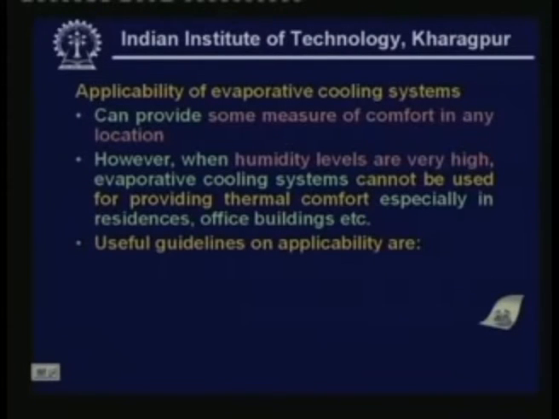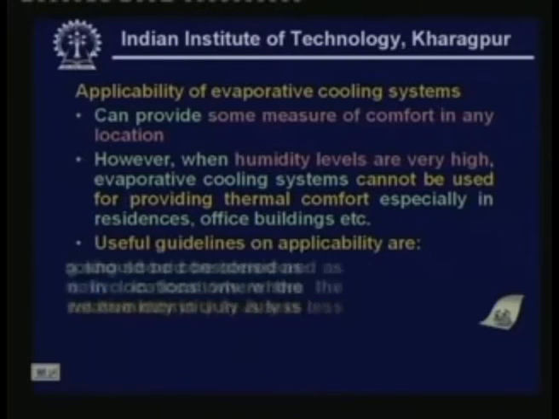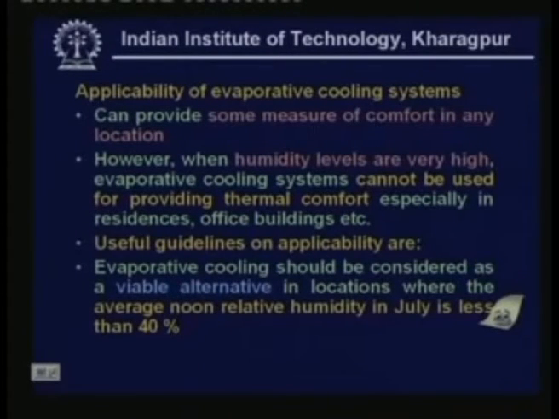So what are the useful guidelines? These guidelines are not very stringent, but they give some idea on where you can or cannot use them. One older guideline is that evaporative cooling should be considered as a viable alternative in locations where the average noon relative humidity in July is less than 40%. That means if the average relative humidity during the month of July at noon is less than 40%, then you can definitely use evaporative coolers, and you must consider them as a viable alternative to the more expensive conventional air conditioning systems.